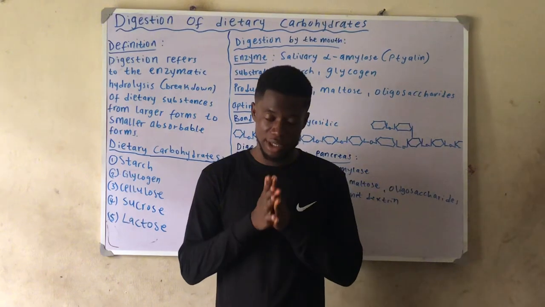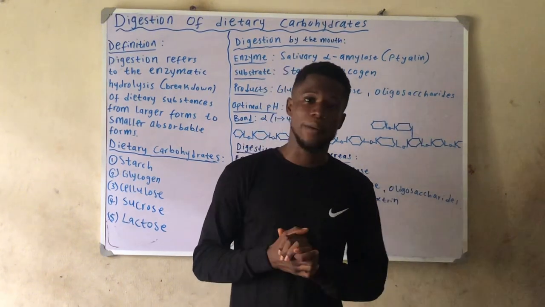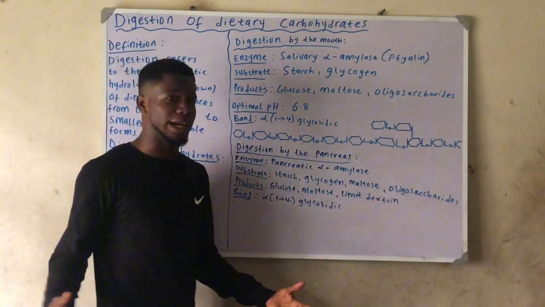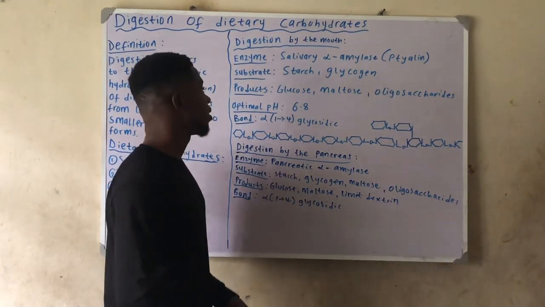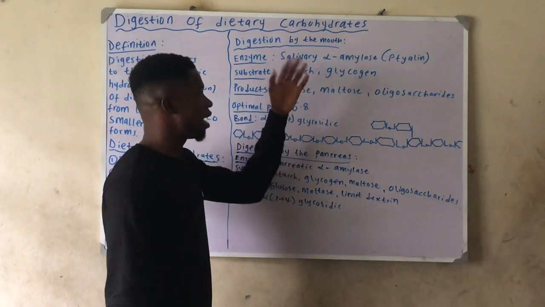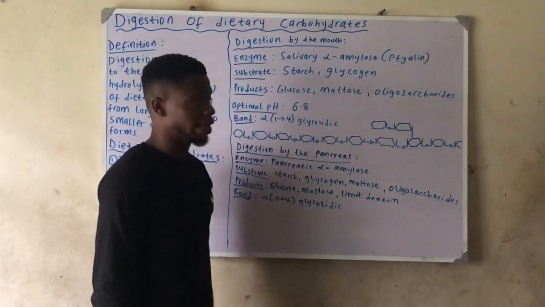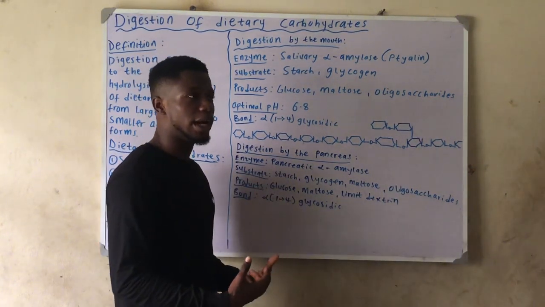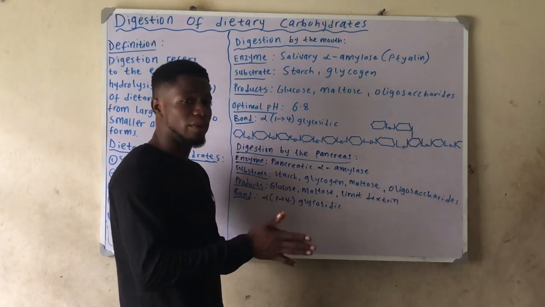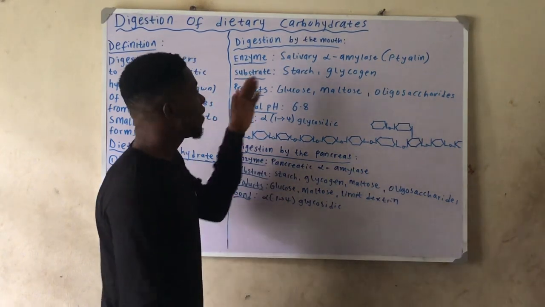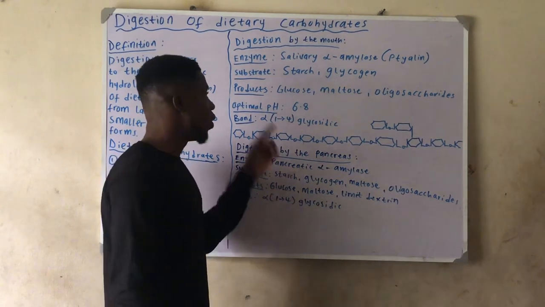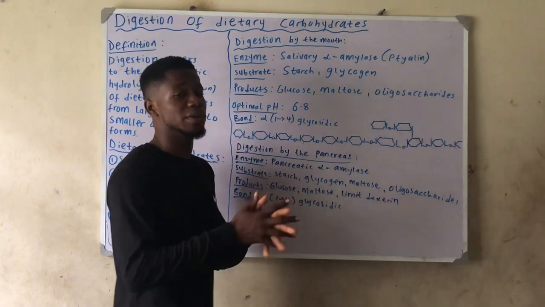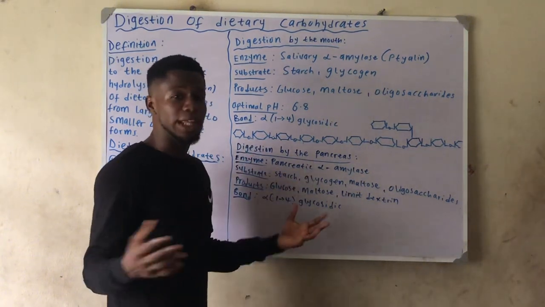Let's not rush it, let's take it step by step. Starting from the mouth, the enzyme present that can digest carbohydrates is salivary alpha amylase, the shorter name being ptyalin. Remember that enzymes always have a substrate, which is what they act on. Salivary alpha amylase particularly acts on starch or glycogen. Enzymes are specific in their action. They do not just act on anything.